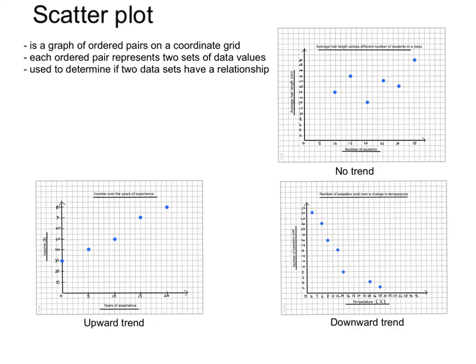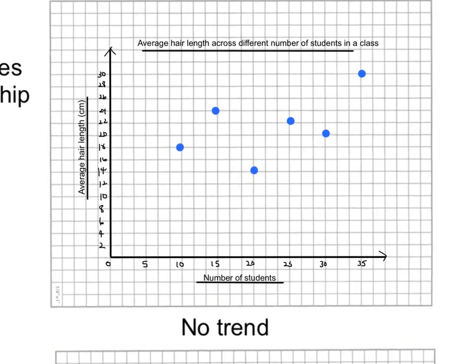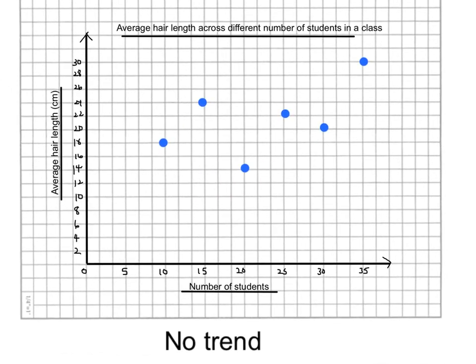Finally, we'll look at a scatter plot without a trend. The ordered pairs are clumped together or scattered around without a specific trend. There is no apparent relationship between the two quantities from your x and y axes. Here, in our example, we can see that there is no relationship between the number of students in a class and the average hair length of the students. In other words, we cannot predict the average hair length of students by looking at the number of students in a class.